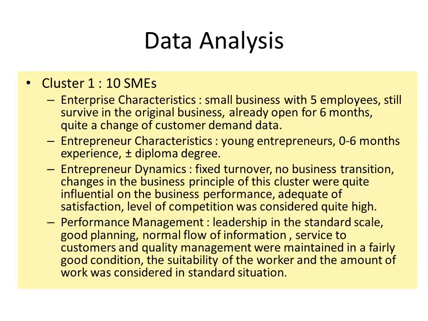This is the explanation of cluster 1. Cluster 1 has 10 members of SMEs. For the explanation of each criterion from enterprise characteristics, on average this is a small business with 5 employees, and this business still survives in the original business and has already been open for 6 months. And the last one is that this business has quite a change of customer demand.